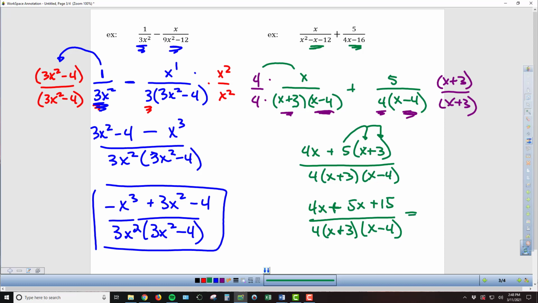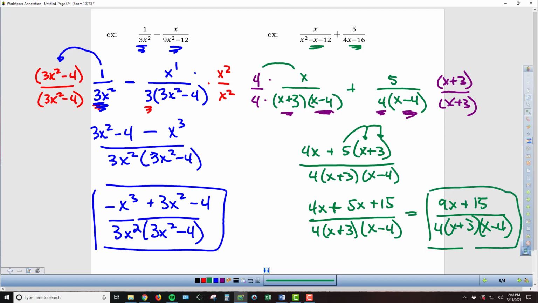So we end up with (9x + 15) over 4 times (x + 3) times (x - 4). And even though we could potentially do a little factoring of that 9x + 15 in the numerator, it's not going to lead to being able to reduce with anything in the denominator, so there's no need to. We can just leave our answer as is.